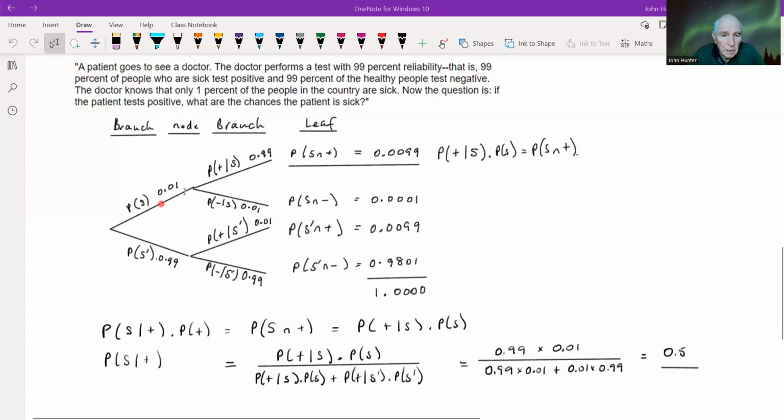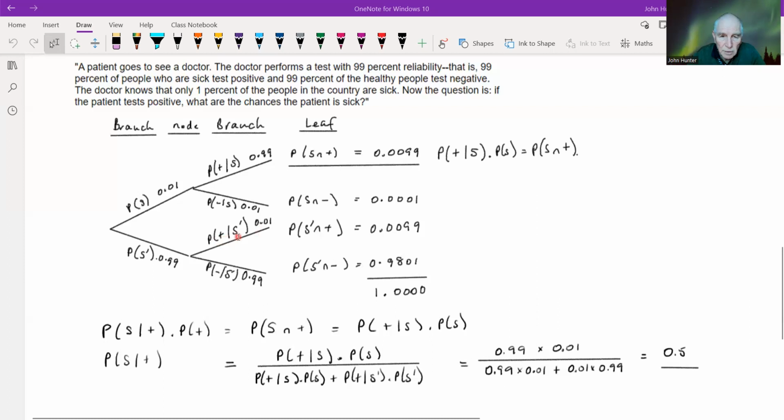the probability that they're sick is 1%. So this is the prevalence, I think is the right term, of the disease. Then the probability that they're positive given that they're sick is 0.99. That's the reliability of the test. And of course, this therefore must be 0.01, the probability of negative if they're sick.